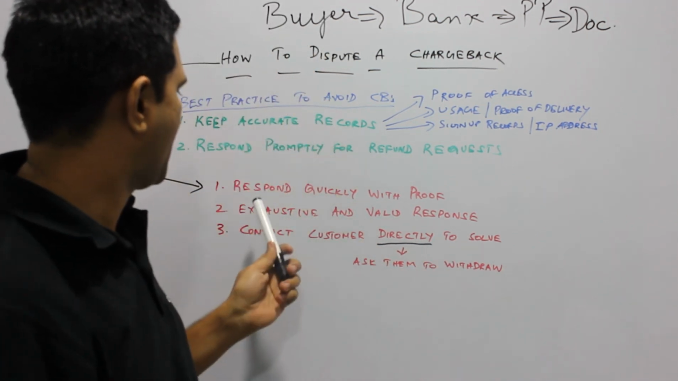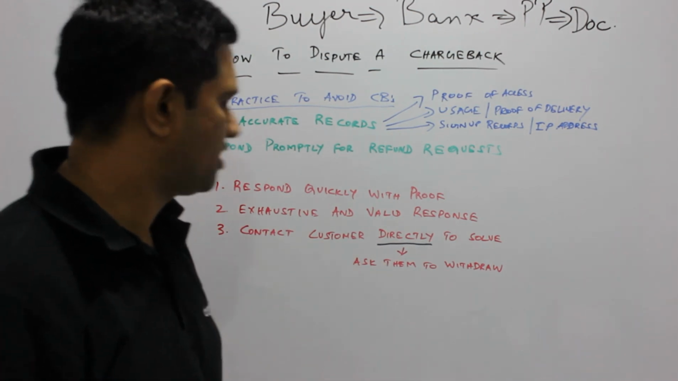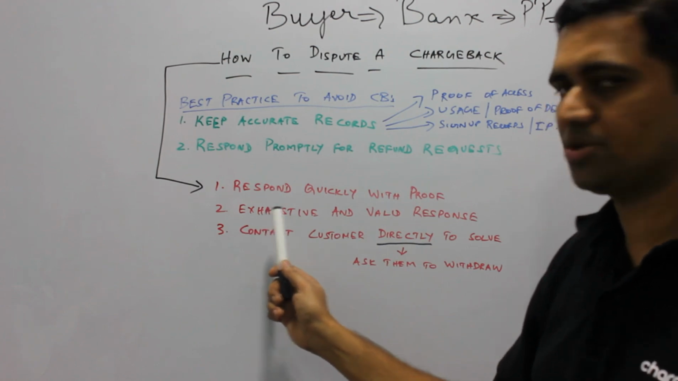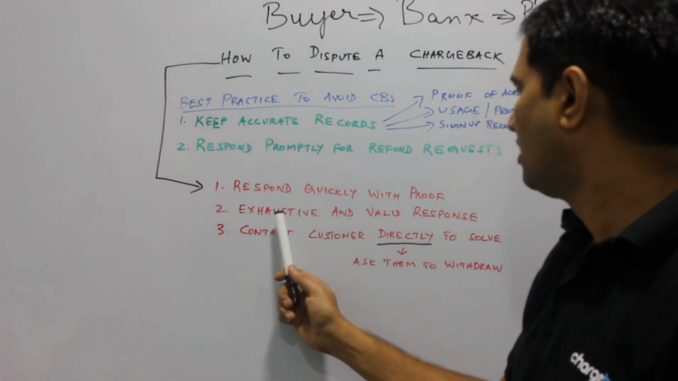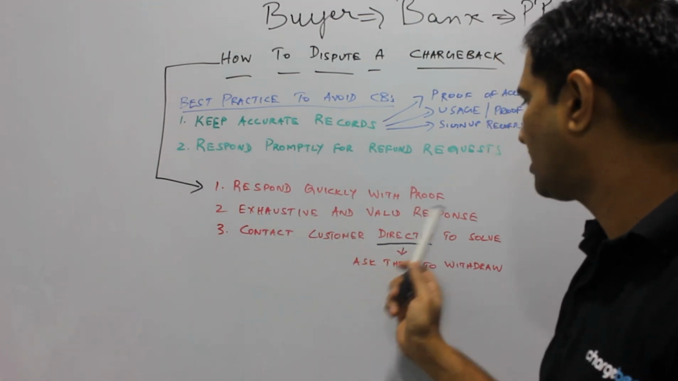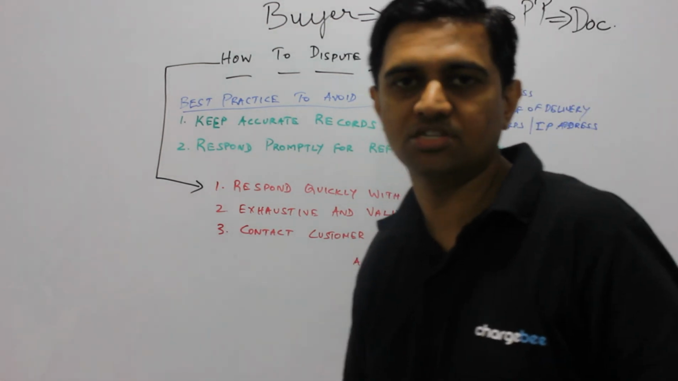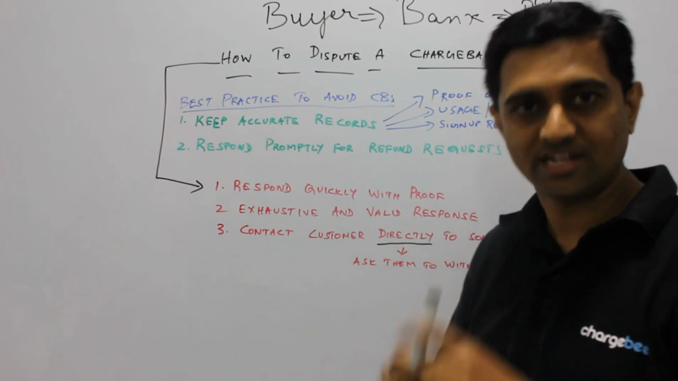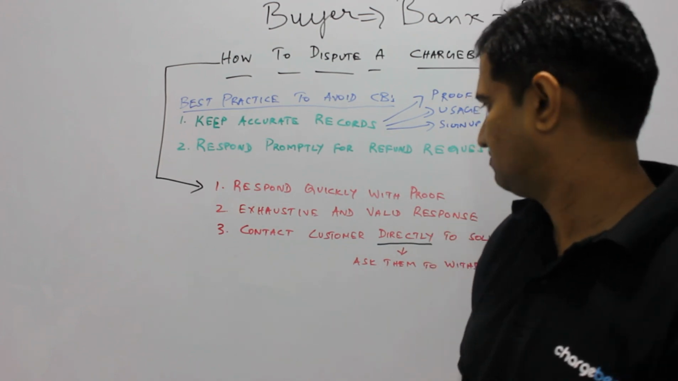And if the chargeback has happened, what do you do? You should definitely respond very quickly with proof of these details, and make sure you address the specific points, including having an exhaustive and valid response to the chargeback request. If the customer says I did not use it, you should provide usage records proving that they actually used the system, if that is the case.